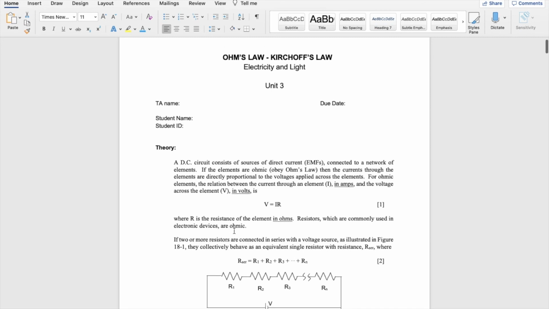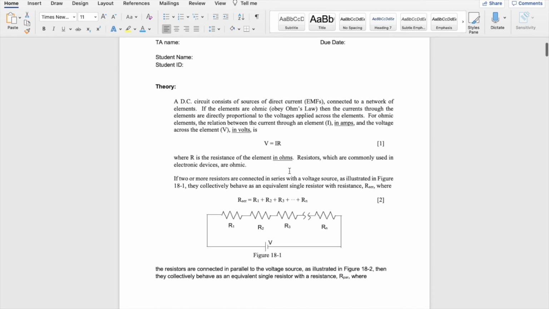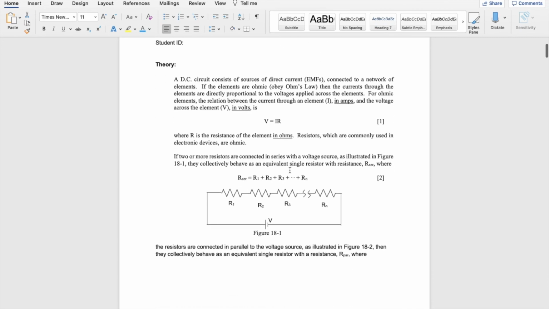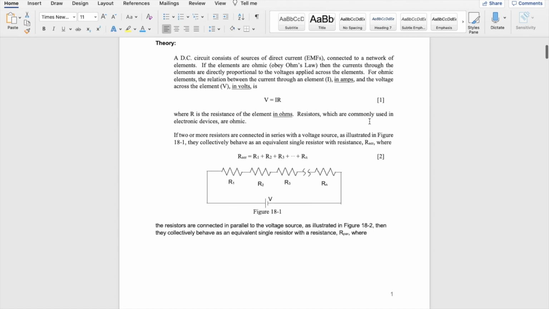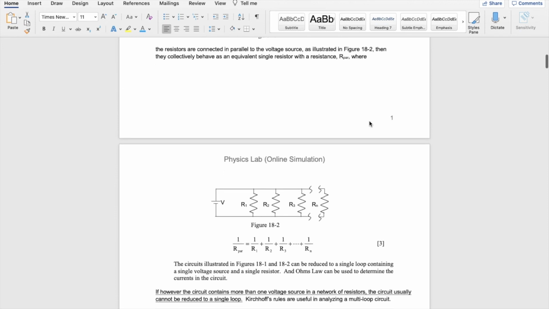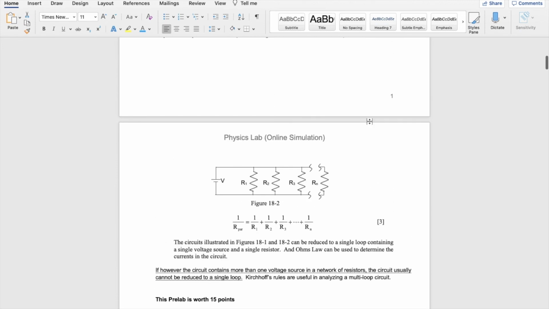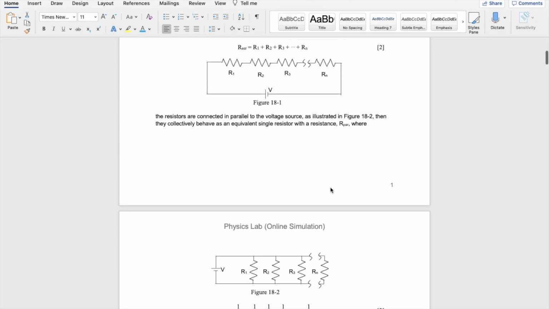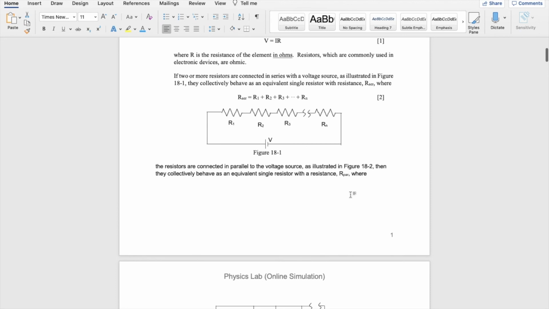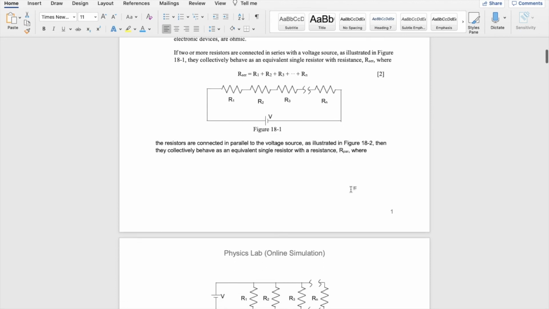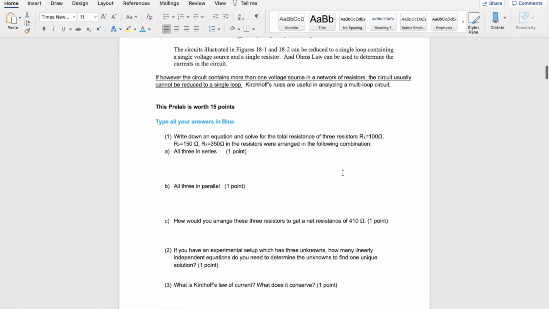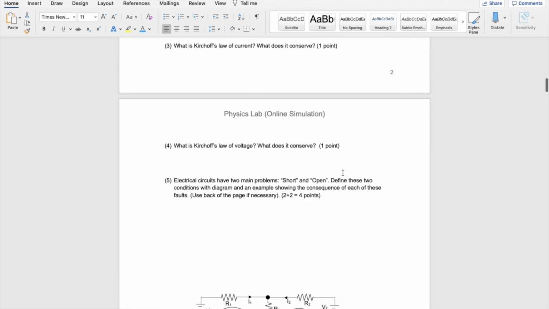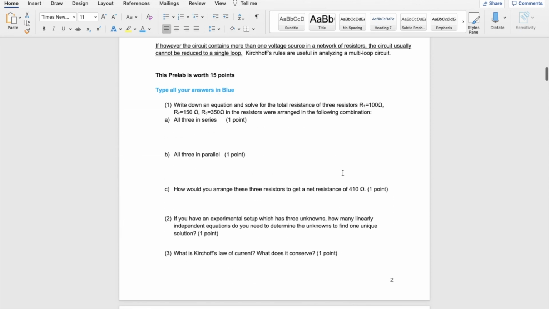So as usual, this manual is posted for you to review before the lab in Canvas. Here's the required theory for Ohm's law, for resistors, to get the equivalent resistance for resistors connected in series and parallel. You can follow through this theory, and here are some practice questions in your pre-lab.